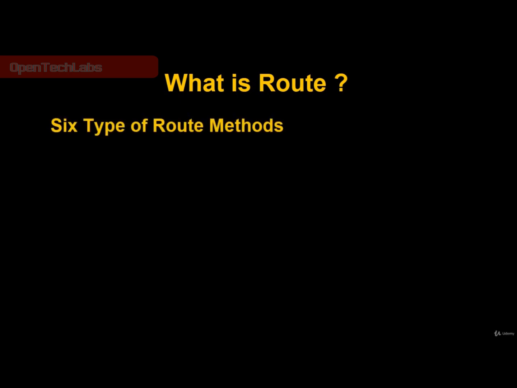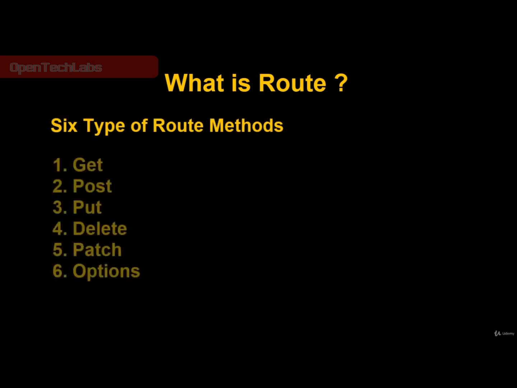In Laravel, route offers some route methods. In route, there are 6 types of methods: get method, post method, put method, delete method, patch method, and the options method. When you want to fetch some content, then you have to use the get method.